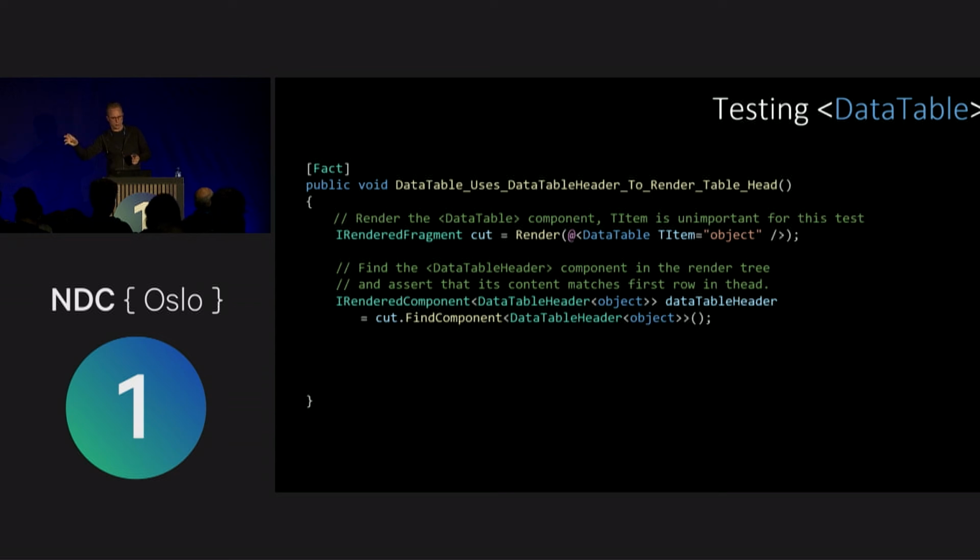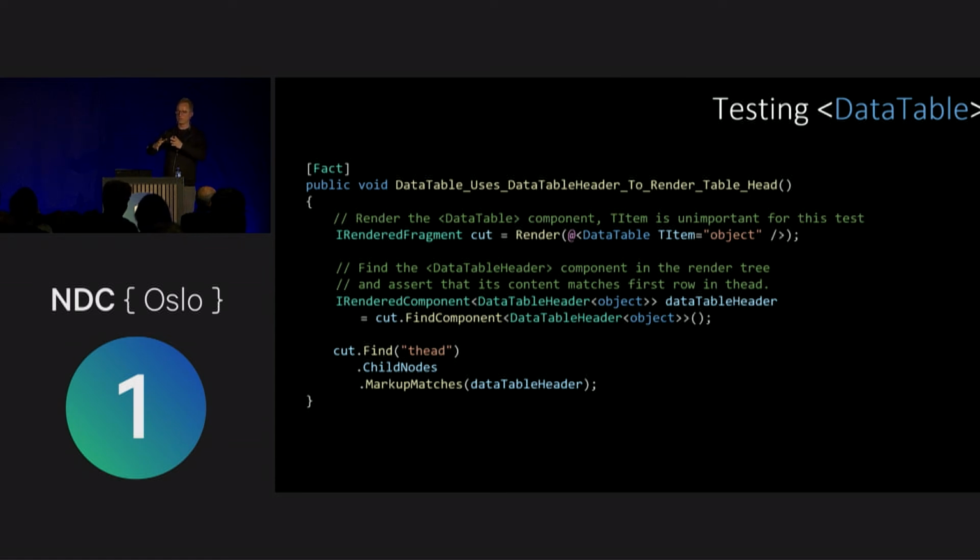And in this case, we're going to go into the component tree and say, find me the child component of type data table header, and return that to me. And that allows me to now go and say, well, I expect all the content of the data table header component to be the child nodes of the T-head element that the data table component has created. So this ensures that the composition between the data table and the data table header is correct, without tying my data table test to whatever the data table header decides to do.